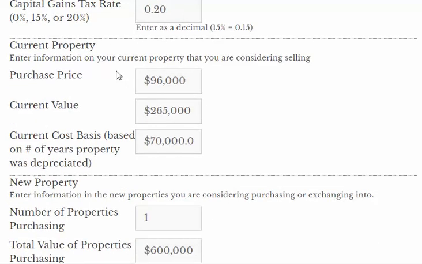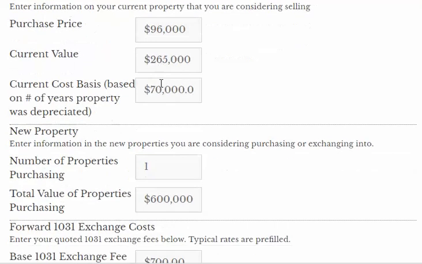And then you enter information on your current property, the one you are selling to exchange into a new property. So you simply put your purchase price. This is one of my first rental properties I bought in 2010 that I'm exchanging into a new commercial property. So I bought it for $96,000. You put the current value minus any closing costs. So it's worth $275,000, but we have some closing costs and commissions we have to pay, and that's the net we're getting after selling it.